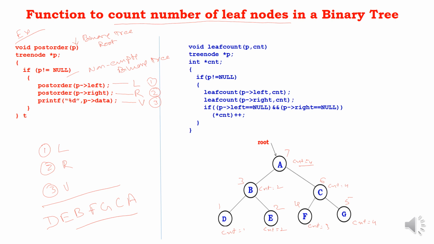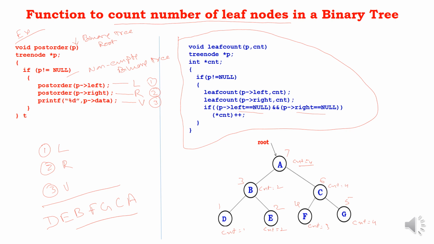So we are using post order traversal here. We are moving a pointer in post order traversal where the first node is D, second node is E, third node is B, fourth node is F, fifth node is G, sixth node is C, seventh node is A. Everywhere the pointer moves to a particular node, check if P left is equal to null and P right is equal to null. Means left side is null, right side is null. Then that particular node is said to be a leaf node. So the same post order traversal we are using to count the number of leaf nodes of a binary tree.